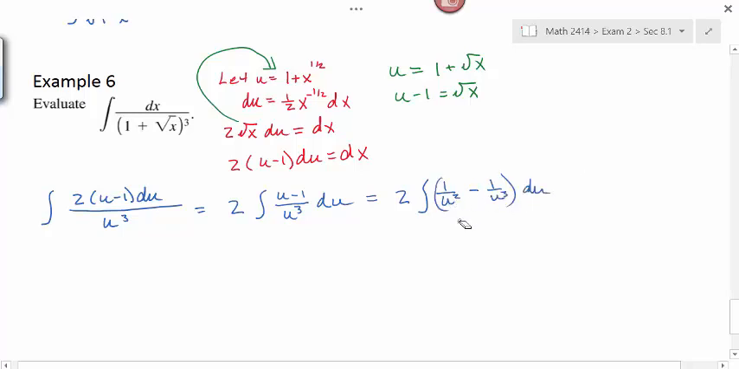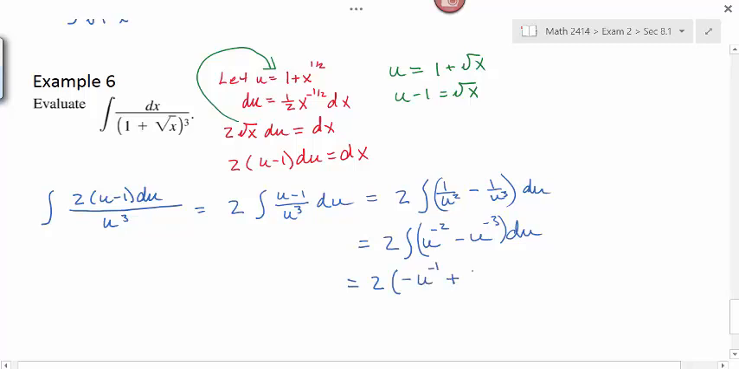Now I'm going to rewrite this with negative exponents to make the integration easier. That gives us 2 times the integral of u to the negative 2 minus u to the negative 3 du. What do I get when I integrate u to the negative 2?